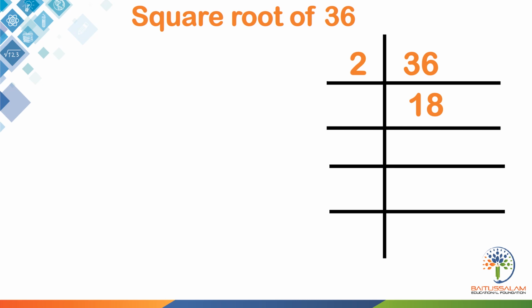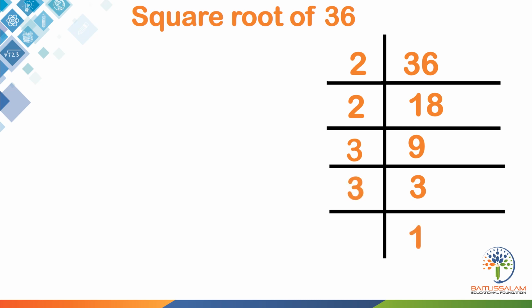It is again divisible by 2. Now we are left with 9. The number 9 is divisible by 3. As a result, 3 is left. Then the number 3 is again divided by 3, and here it ends.